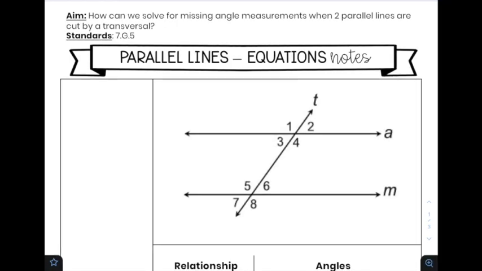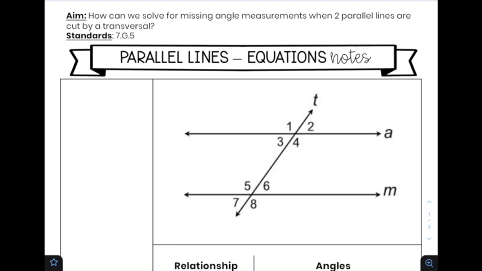So today we're going to be talking about parallel lines that are cut by a transversal and how to find missing angle measurements when given angle measurements in terms of expressions. Using our knowledge from the last lesson, which I will link to this video, we're going to use the angle relationships that we know in a set of parallel lines and use that to help us set up equations.